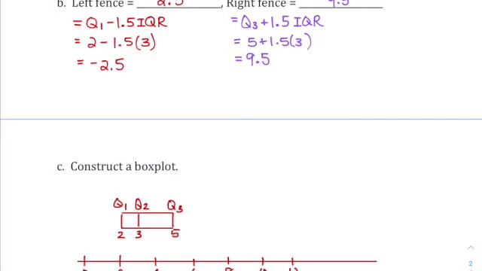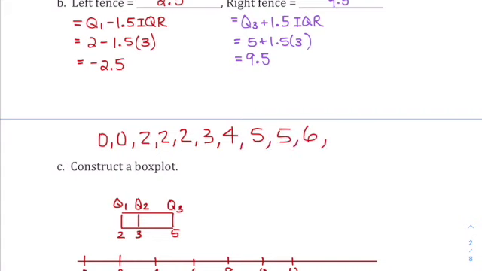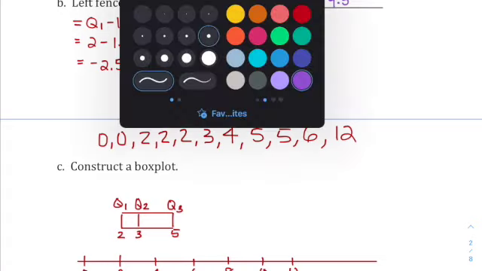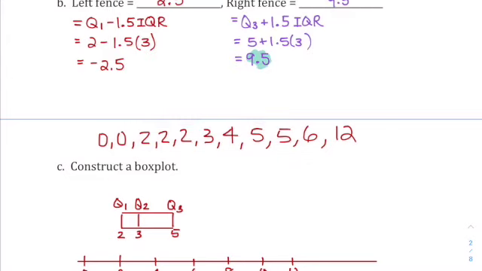If you put your data in order, it is going to be 0, 0, 2, 2, 2, 3, 4, 5, 5, 6, and 12. And we know the 12 right here is too big compared to the 9.5. So therefore, we cannot include that 12 in our box plot. Let me say again: because 12 is bigger than my right fence, I cannot include it in my box plot.